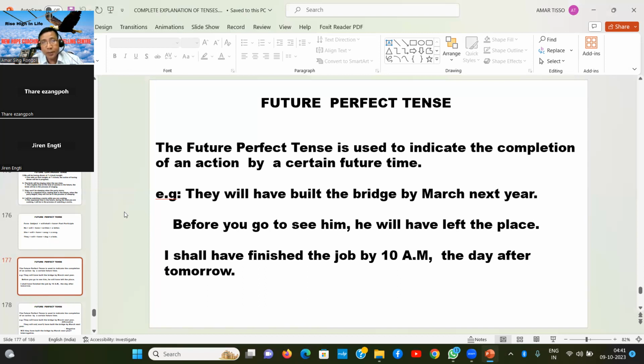That is the meaning of this sentence. I shall have finished the job by 10 a.m. the day after tomorrow.